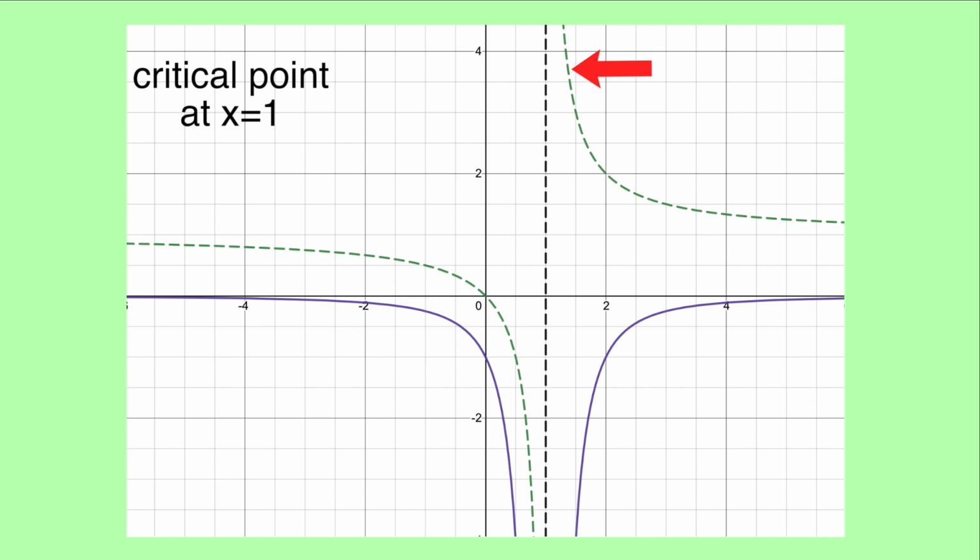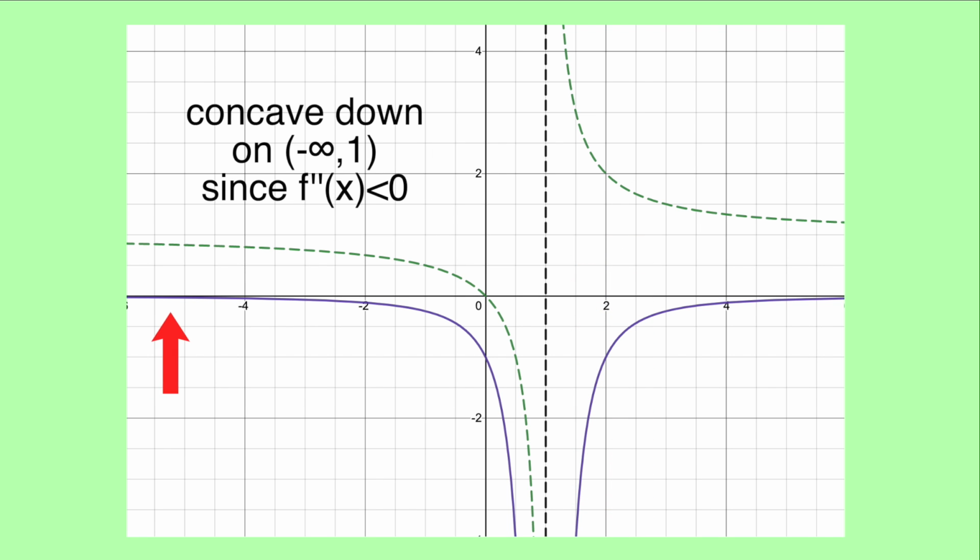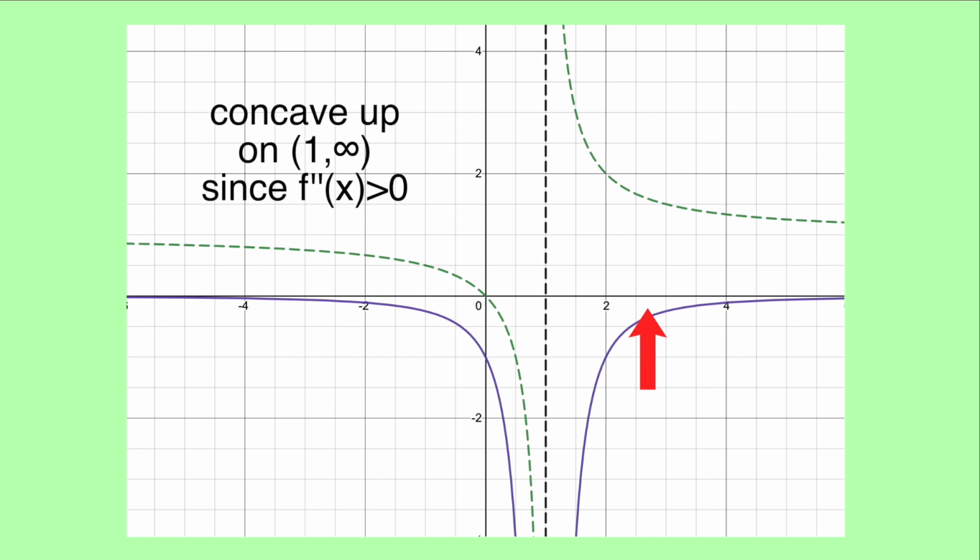Solving for critical points, we see that x equals 1 is one. However, recall that x equals 1 is not in our domain. Therefore, there are no critical points in this function. It is also concave down on negative infinity to 1 and concave up on 1 to infinity since f double prime is greater than 0.